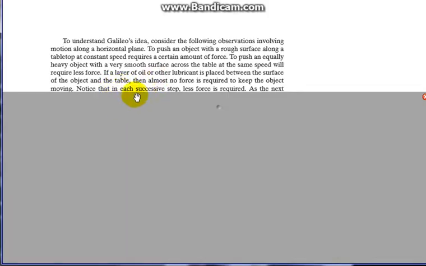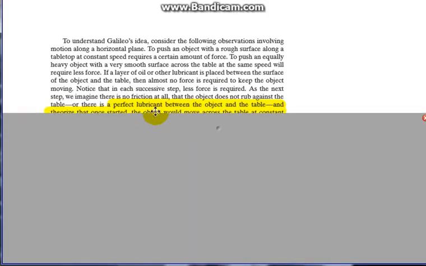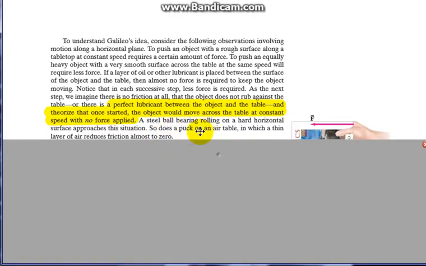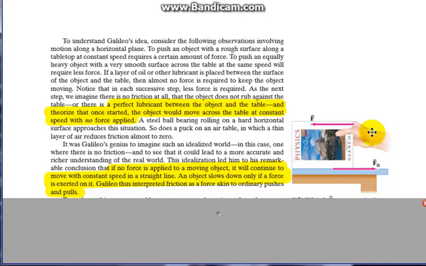So notice that in this case, each successive step requires less force. As the next step, we imagine no friction, and that the object does not rub against the table. So if we had a perfect lubricant between the object and the table, you realize that once started, the object would simply move across the table at constant speed with no force being required. So if we had a frictionless case, that would happen. A steel ball bearing rolling on a hard horizontal surface would approach that situation. So does a puck on an air table, in which a thin layer of air reduces the friction to almost zero.